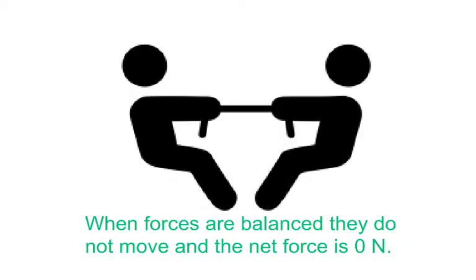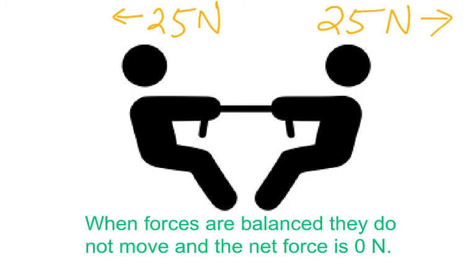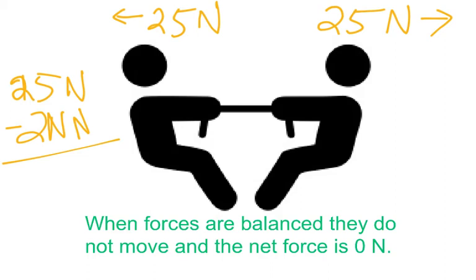Another important thing to note is that when two forces are balanced, they do not move, and the net force is 0. So our net force is 0 if they cancel each other out. If I have two people with the same mass and the same amount of strength playing tug-of-war in opposite directions, let's say it was 25 newtons left and 25 newtons right, they would balance out. So I would have 25 newtons minus 25 newtons, because these are opposite directions, so I'm subtracting, and that would give me a net force of 0 newtons.